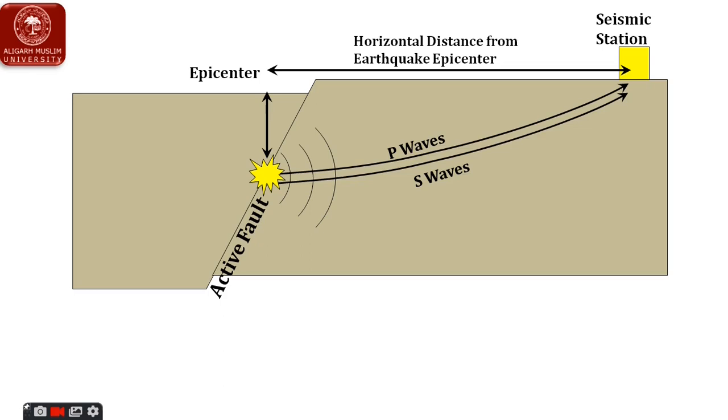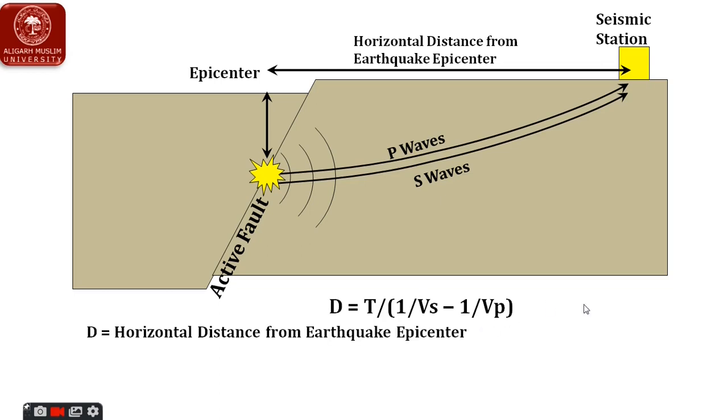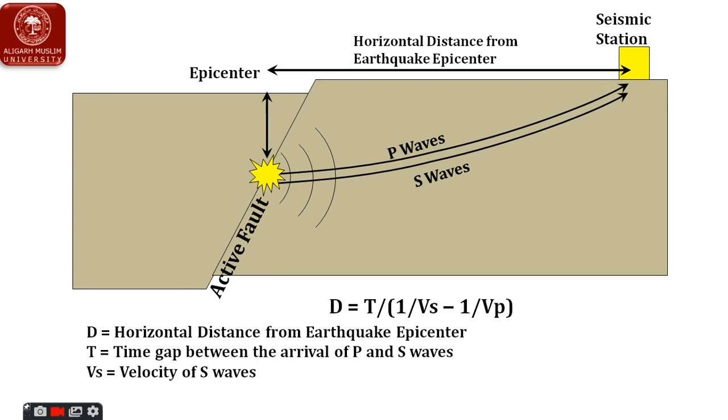Now we have to use this equation: D is equal to T divided by (1/Vs minus 1/Vp). So here D is the horizontal distance from the earthquake epicenter, the distance of the seismic station of course. T is the time gap between the arrival of P and S waves. Vs is the velocity of S waves, that is in our case we are assuming it to be 3.5 kilometers per second, and Vp is the velocity of P waves, which we are assuming as 5.5 kilometers per second.